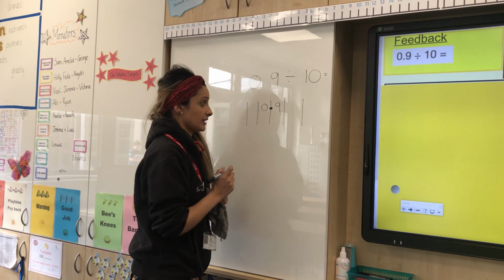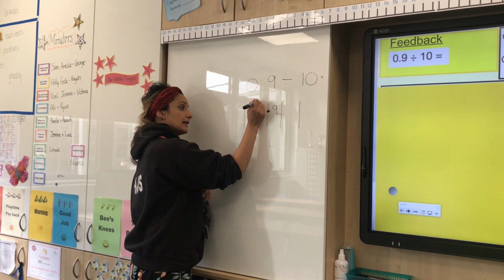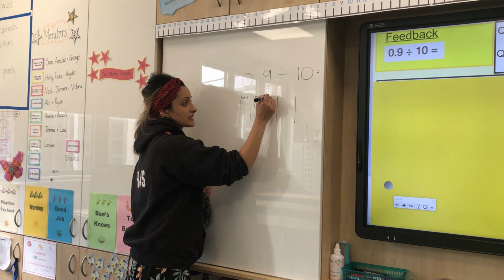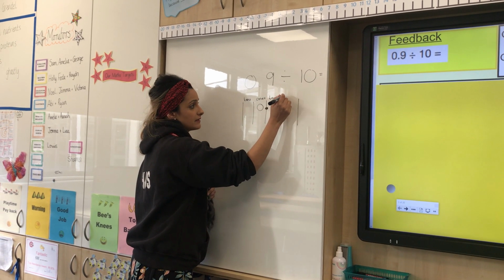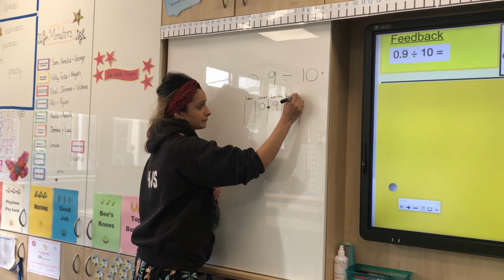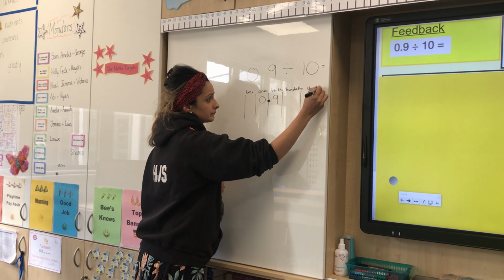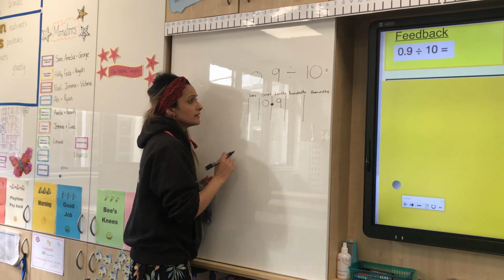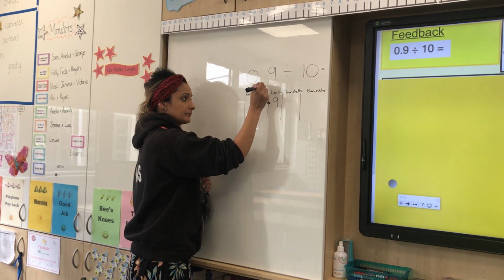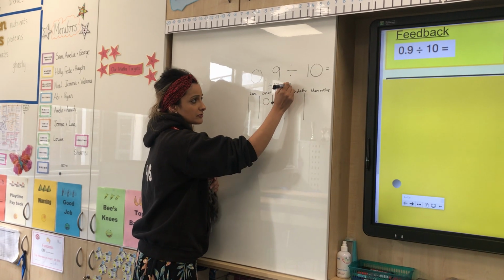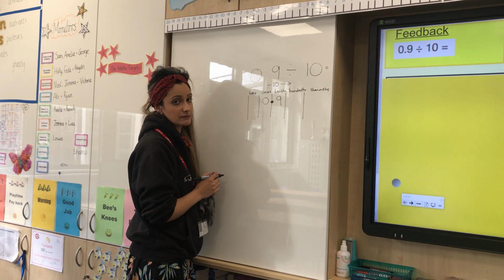Now, to be more specific with the columns, you can label them. This is your ones, this is your tens, this is your tenths after the decimal point, this is your hundredths, and this is your thousandths. Okay. So when we're dividing by 10, the children need to know in their place value grid that if we're dividing by 10, we're going to move to the right because the number is going to be getting smaller.